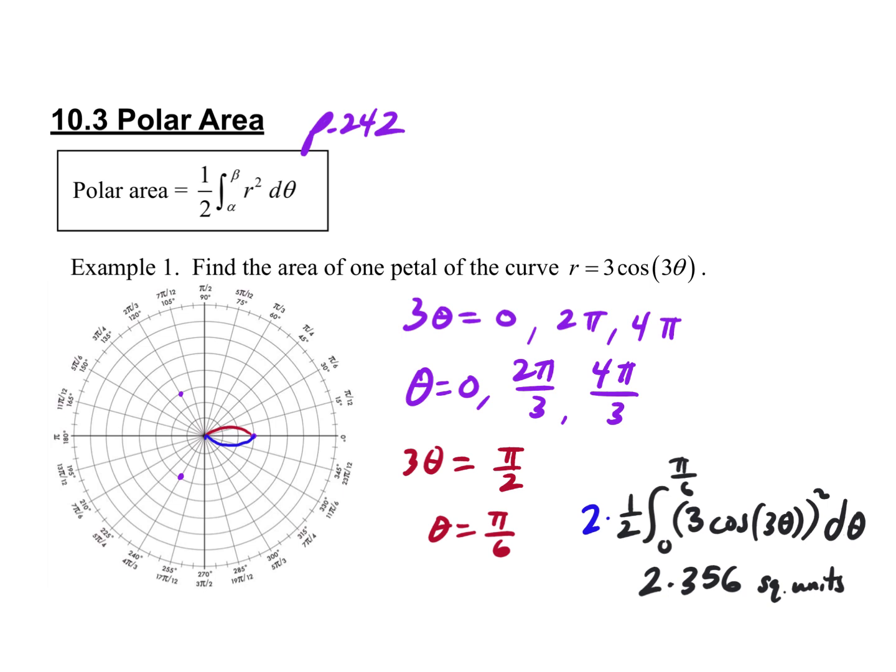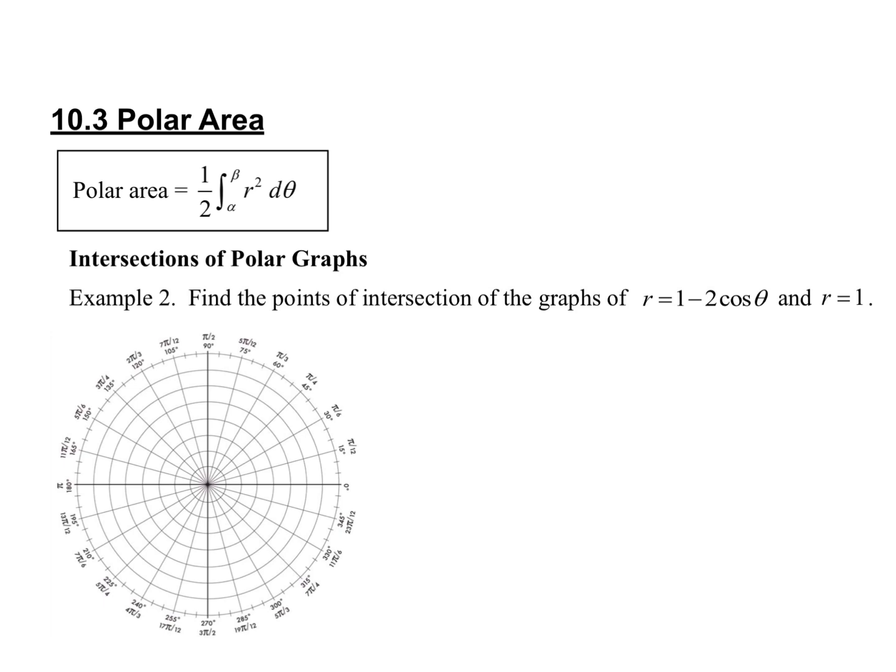So this next example wants the points of intersection of the graphs of a limaçon and, what kind of shape is this? r equals 1. Circle. Circle, very good. Okay, it's just telling us we've got a circle where the radius is 1, so the diameter is 2.